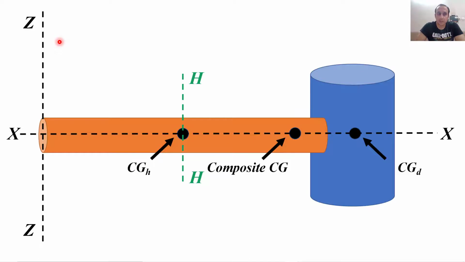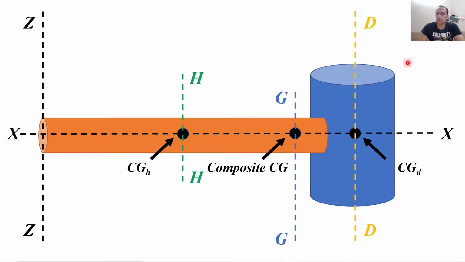Okay, what else do we have? We have another axis passing through the center of gravity of the handle, and we denote that axis with the letter H. Then we have another axis passing through the composite CG, and we denote that axis with the letter G. We have yet another one passing through the CG of the head, and we denote it with the letter D. These are the different CGs and the axes passing through them, and all of those axes are parallel to the axis of interest, which is the ZZ axis.